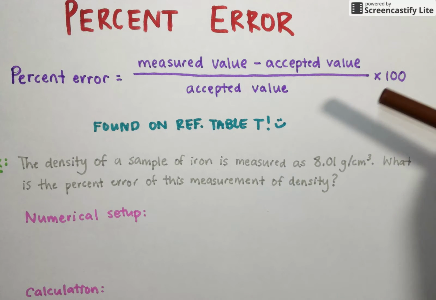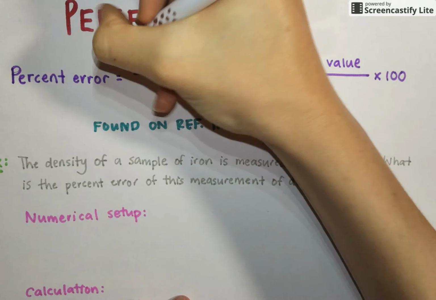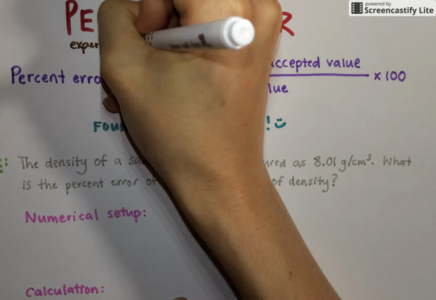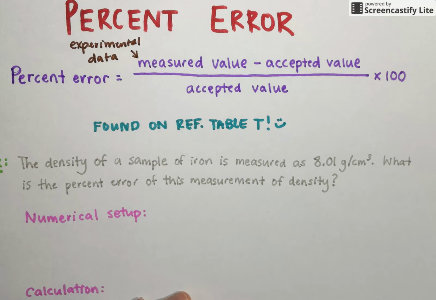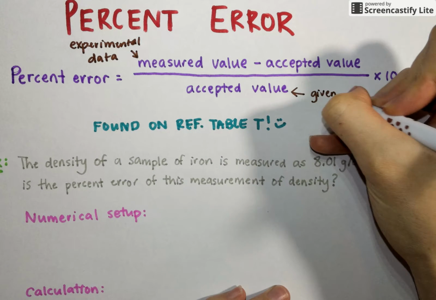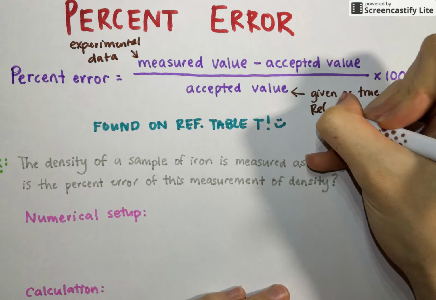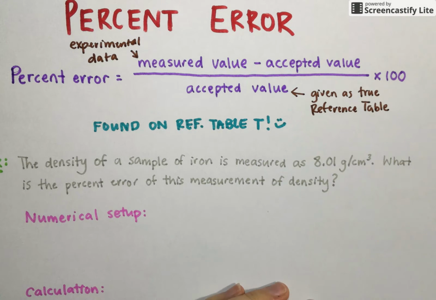The idea is that a measurement of percent error just takes a value that you've measured experimentally. So a measured value will always be some sort of experimental data, and I'm going to compare that experimental data to some accepted value. An accepted value might be given to you as true, or it might be listed in your reference table. But what that accepted value means is that it's something that the scientific community has over time grown to accept as what is quote unquote true.